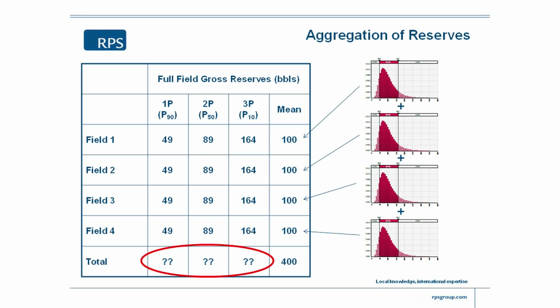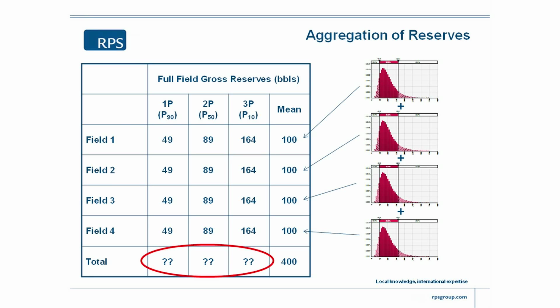So let me just try and explain that as best I can in the time frame. Now let's suppose we've got 4 fields. This is the same example I've used in previous slides. All the fields I'm reporting have the same 1P, 2P, 3P volumes, which I've extracted from the density functions that I calculated. And they've all got a mean of, you can see there. I've shown you the distributions behind the numbers that I've extracted those values from.